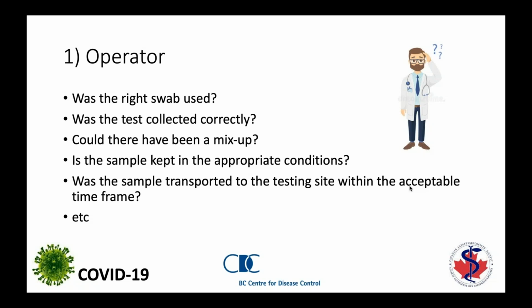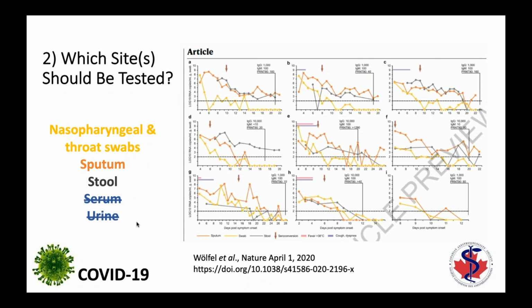Is the sample kept in the appropriate conditions? Was it kept at room temperature or at 4 degrees Celsius, as opposed to at 25 degrees Celsius? Was the sample transported to the testing site within the acceptable time frame, and so on. So there are a number of key quality-related issues that do affect the clinical performance of an assay. We always like to use the term garbage in, garbage out. A poor sample submitted will result in a poor result.